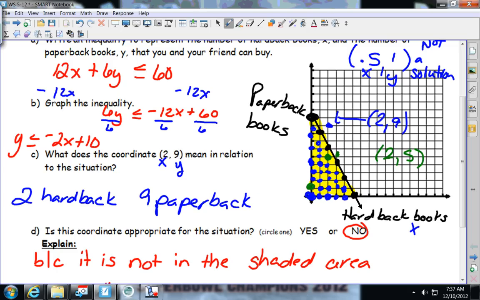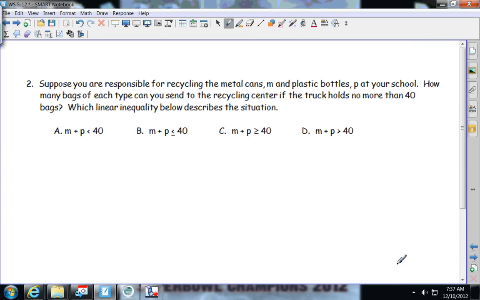How about 0, 1? 1, 2, 2, 0. Any of these in the blue that I put dots on are solutions. Next one.